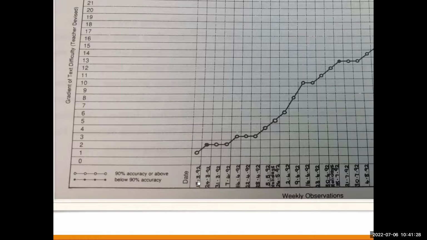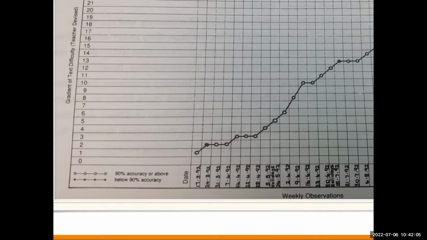Yeah, you can see that each date that they did a running record on the child is written down here. And this says weekly observations. So apparently they're doing that, yeah, 17th, 24th, 31st. So they're doing weekly observations and they're marking those here. And over here on this side, it's showing the gradient of text difficulty. This is like the leveling system, leveled readers. So if I'm doing the lowest level of text, it would be like a level 0. They started them on level 1.